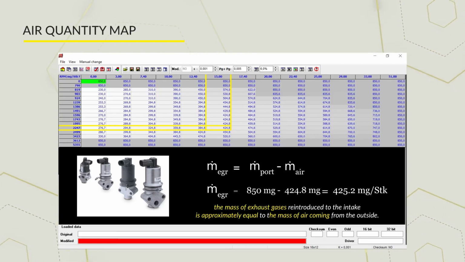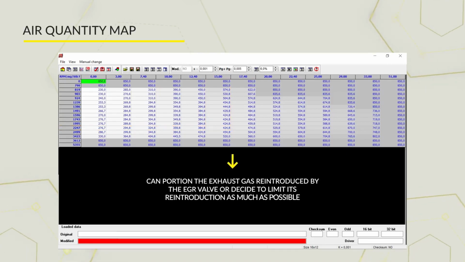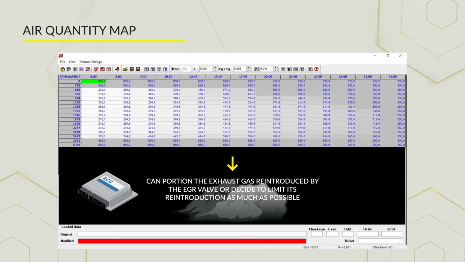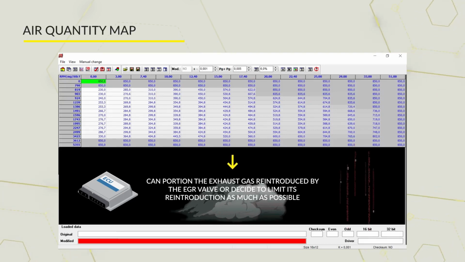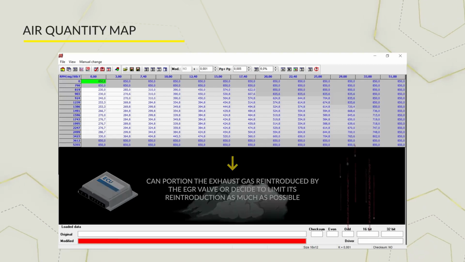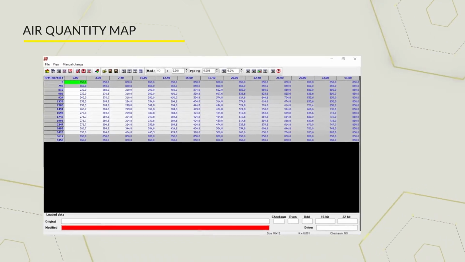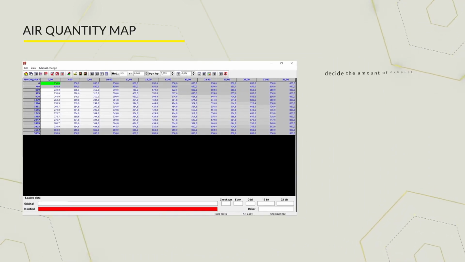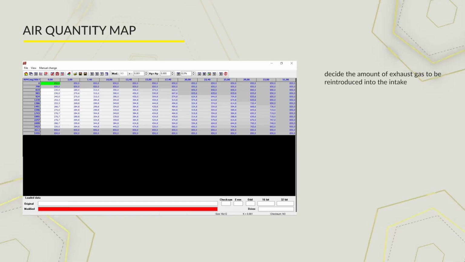Curiosity. This map can portion the exhaust gas reintroduced by the EGR valve or decide to limit its reintroduction as much as possible. Furthermore, the engine control unit, knowing the amount of exhaust gas to be reintroduced, performs a mathematical calculation to determine the amount of fuel necessary to develop sufficient exhaust gas. Let's take a look at the map in question. Thanks to these maps, it is therefore possible to portion the operation of the EGR valve and consequently decide the amount of exhaust gas to be reintroduced into the intake.